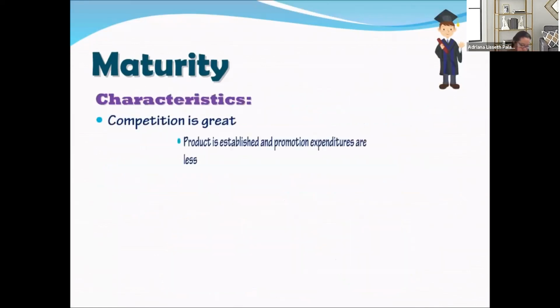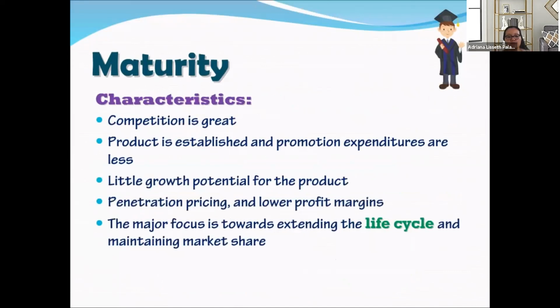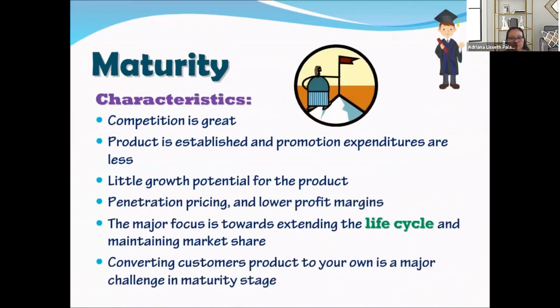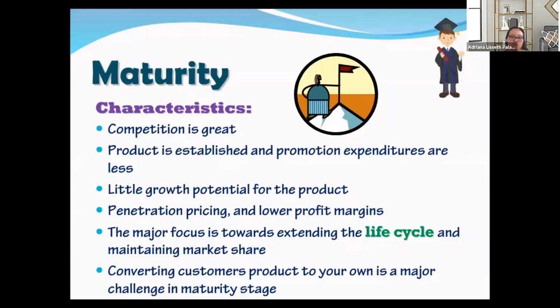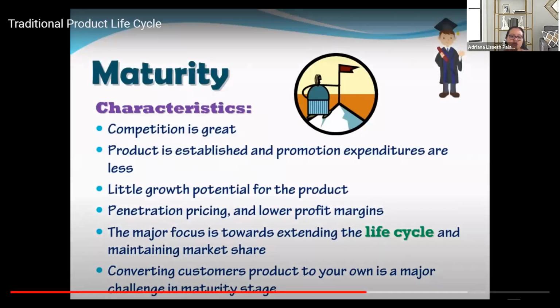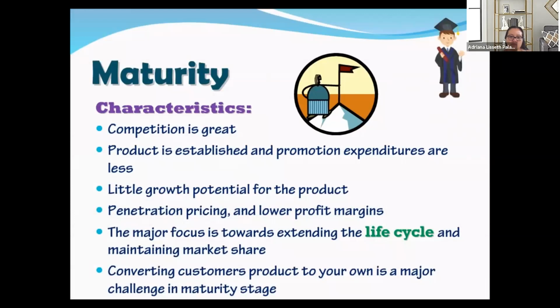some serious dough. So quick recap, competition, it is great, right? It's probably the highest that it's ever been because everyone wants to get in on this action and get all that money that you're raking in. The product is established, and therefore you don't really have to spend any more money on promotion, or less money, I should say, on promotion. There's little growth potential as well for the product, so you're not really going to waste your time trying to figure out how to grow it more. You're going to use penetration pricing, and lower profit margins are a result of that.